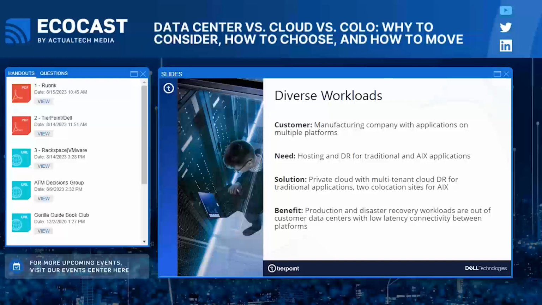They ended up liking it so much that a couple of years later, they ended up moving their production environment, both AIX and VMware, into one of our other data centers so that they could then shut down their data centers and their IT team could focus on more interesting projects.